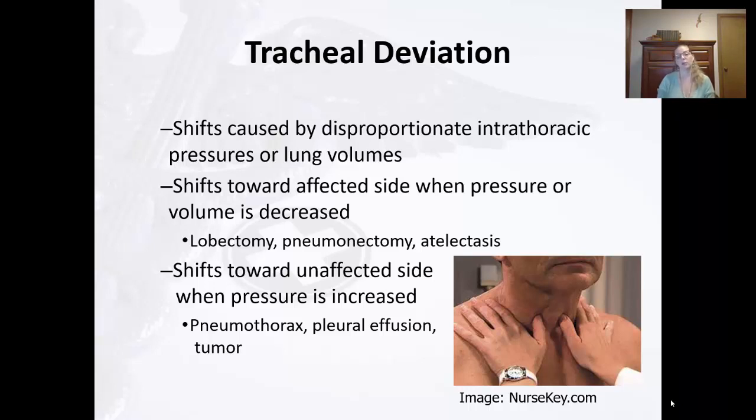Now, if you had a lobectomy where you took out a portion of that lung, now we have an empty space here, and that trachea, via gravity, is going to fall into that empty space, and so it's going to shift towards the affected side.